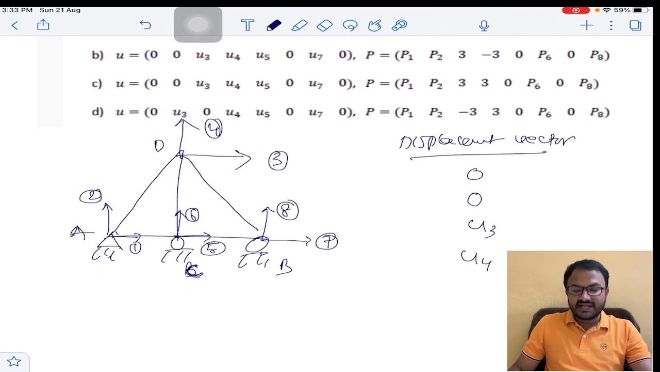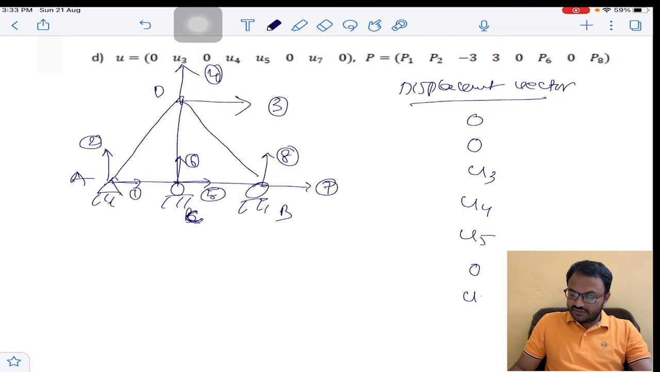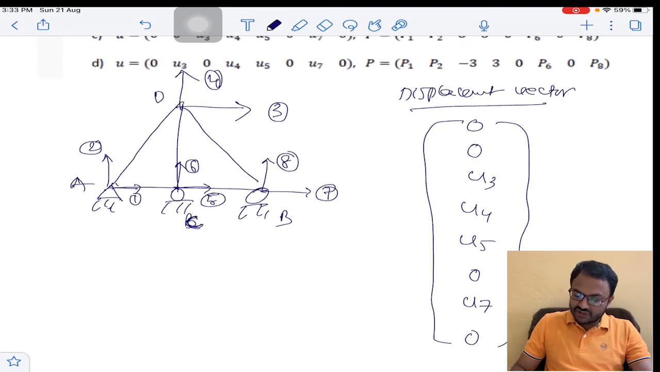And at 5 there is no horizontal reaction, there is a horizontal displacement U5. But in the direction of 6 there is a vertical reaction, so there is no displacement, it is 0. At 7 there is a horizontal displacement U7, and at 8 there is no displacement. This is the displacement matrix. Okay. And now coming to the force matrix.